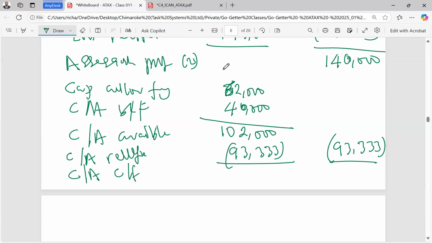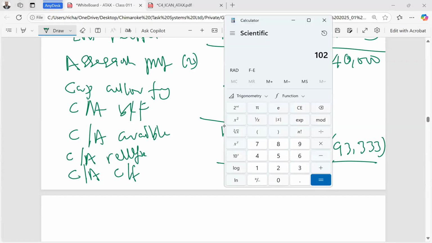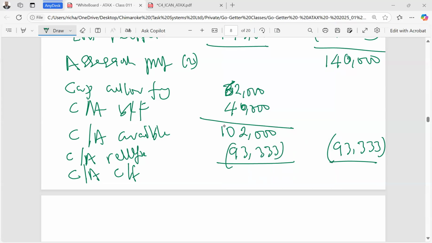We will now say 102,000 minus 93,333. That will give me 8,667. That is what will be carried forward.